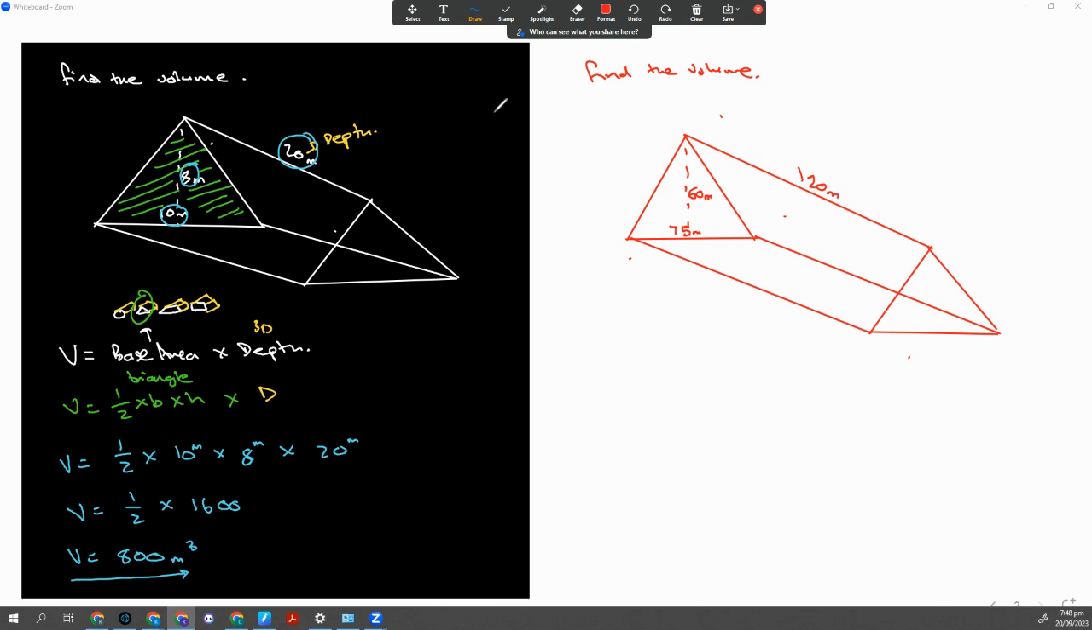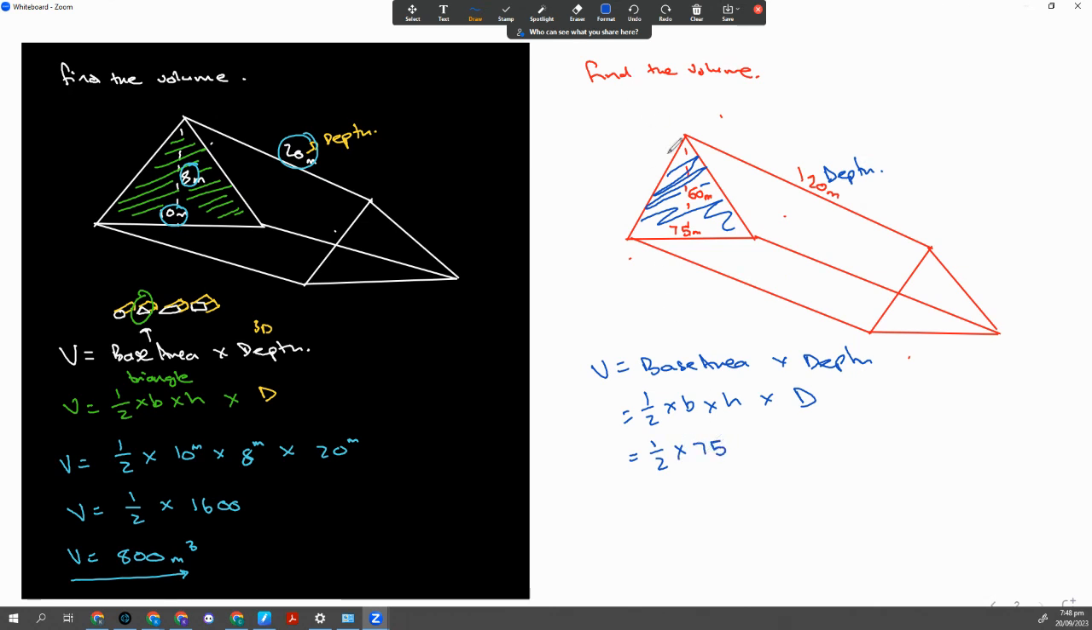Okay, so here we want to find the volume. This is going to be basically the same formula, but remember we're finding the area over here of the triangle, the base area, and we want to multiply it by the depth, and this is my depth. So that's going to be half times base times height times depth. My base is given as 75, so half of 75, that's this number over here. My height is given as 60, that number over there, and my depth is given as 120, that number over there. And so we have to put all of this into a calculator and calculate it.